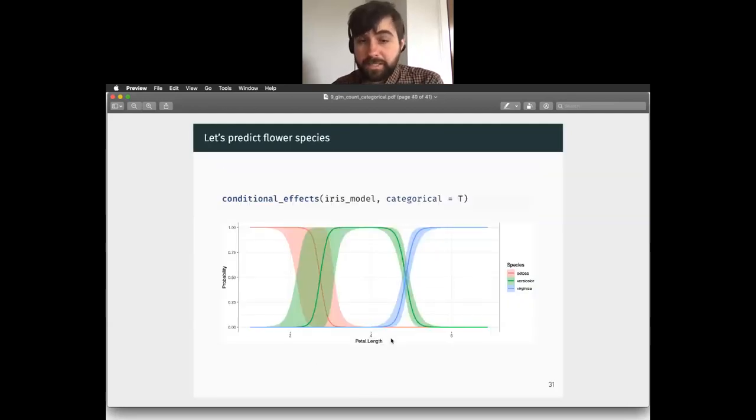What this is telling us is if we observe a flower with a petal length of 4, the model says it's definitely a versicolor. If we observe a petal length of 6, the model says it's definitely virginica. If we observe a petal length of 2, the model says it's definitely a setosa. If we observe petal length 5, the model says, okay, you've got a 75% probability it's virginica, and a 25% probability it's a versicolor, right?